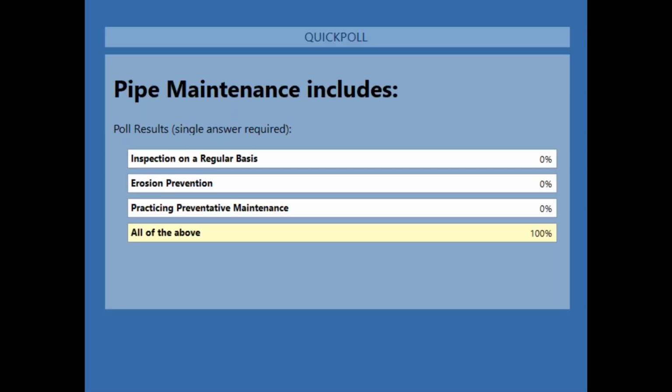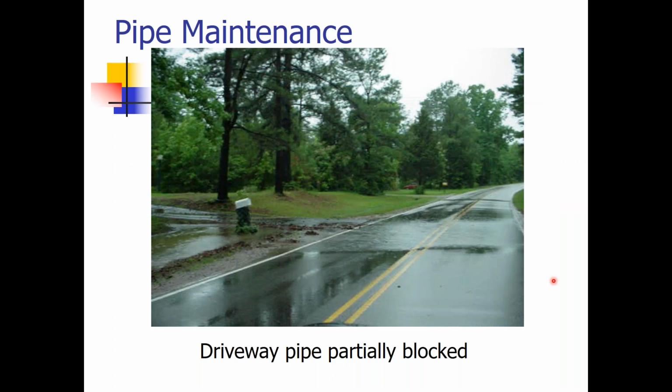So I'll hide that poll. Now, my personality is, when everybody votes 100%, I tend to run the other way to whatever the opposite was. But in this case, you're absolutely right. All of those things are important to making sure your pipes are maintained properly.